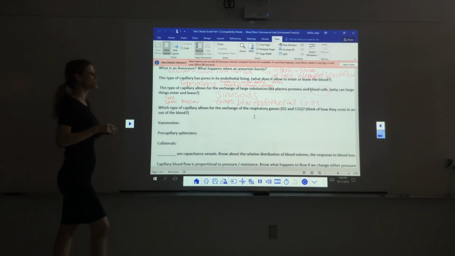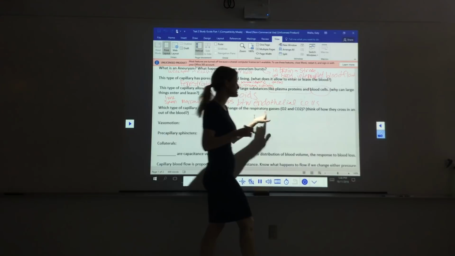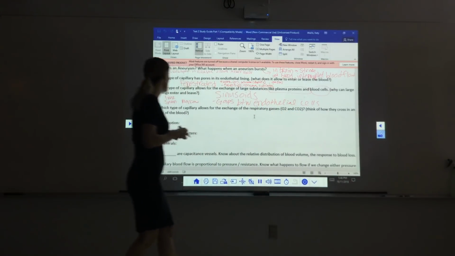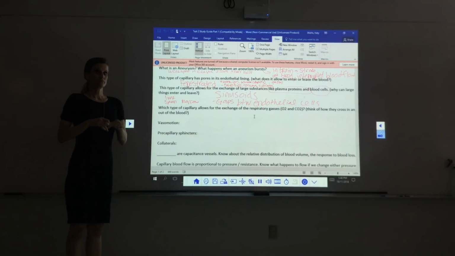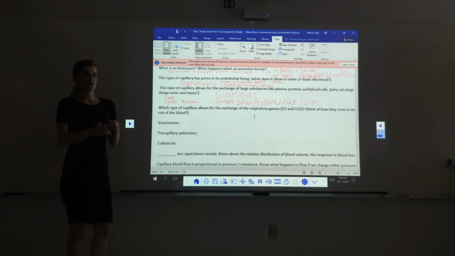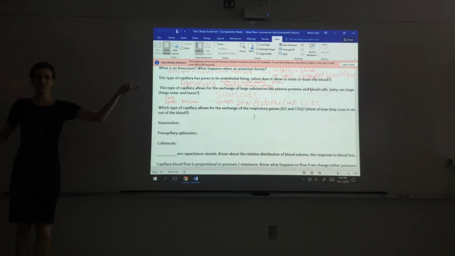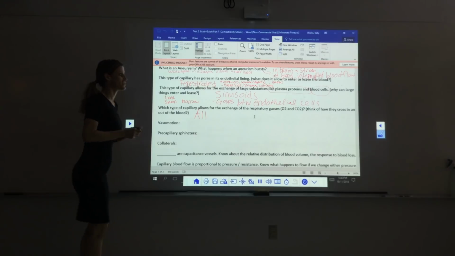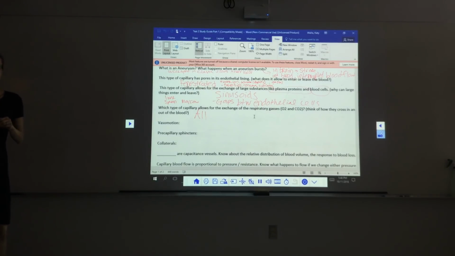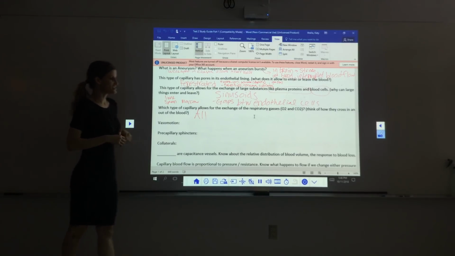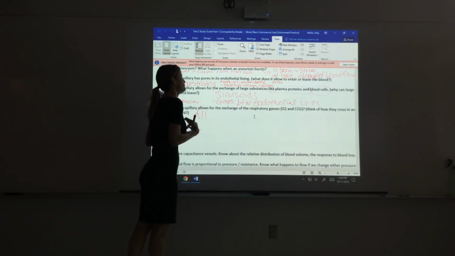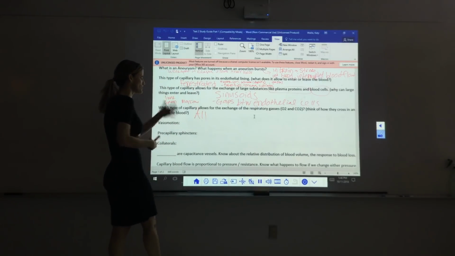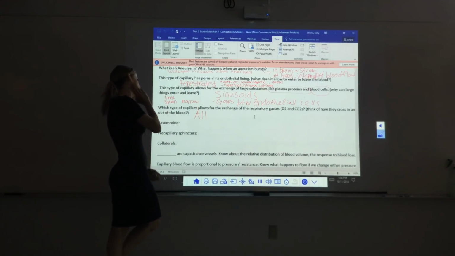Which type of capillary allows for the exchange of the respiratory gases, oxygen and CO2? Is that how you would answer that question? You would be wrong if you answered them continuous. Yes, all of them. Right? All capillaries allow for the exchange of respiratory gases. And continuous, yes, continuous capillaries do. However, they can still cross in sinusoids, fenestrated. And why? How do they get in and out?